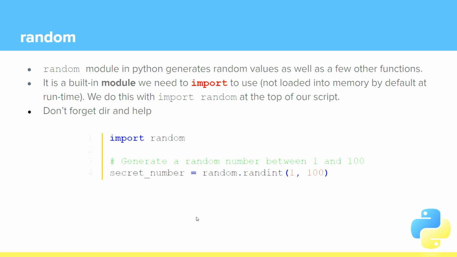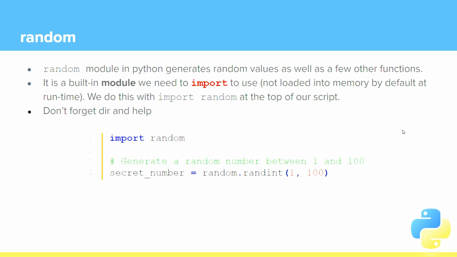So what it is, it's a built-in module. We haven't talked too much about these yet. So we need to import this module into our Python program. It's built into Python, so when we download Python, it comes with this random module. Think of it like extra code that Python can use, but it's not generated into our program by default. So it's not loaded into memory.